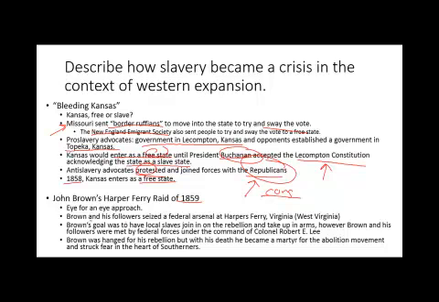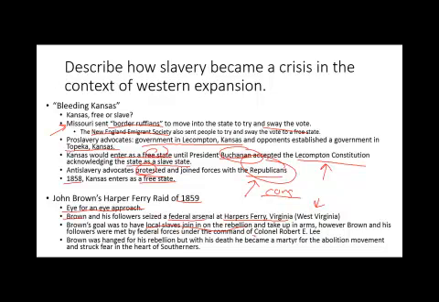Now, that being said here, we have that eye for an eye approach, which I know all of you have applied to certain circumstances in your life, possibly, or you've heard other people do that. Okay, what we have here: we seize a federal arsenal, we being John Brown and his followers, at Harper's Ferry, Virginia. West Virginia, eventually, but again, that split doesn't actually occur until the start of the Civil War. Brown's goal is to have local slaves join forces in rebellion, taking up arms.